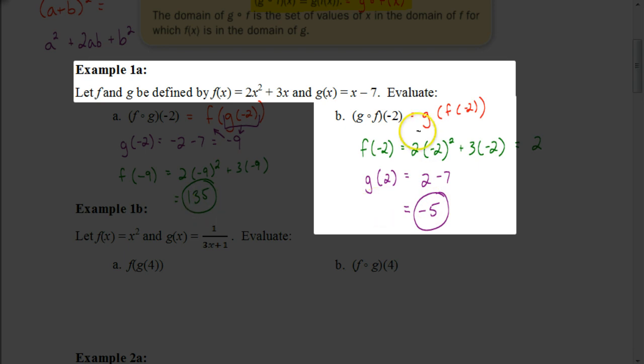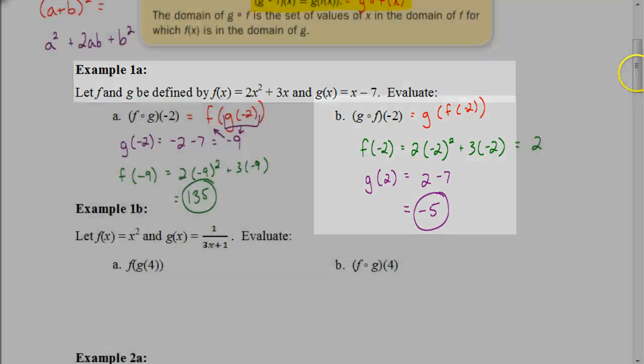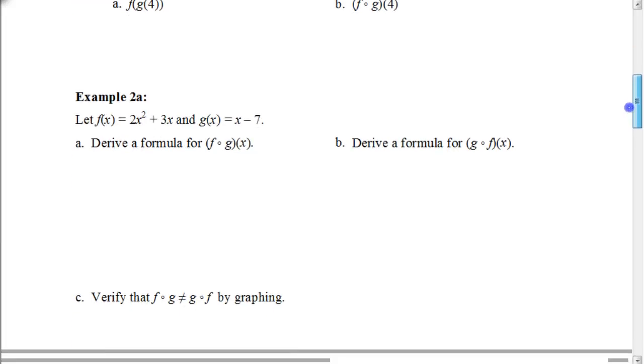And you can see that even though we were using the same two functions, and even though we were using the same number here, negative 2 as our value that we were putting in for x, we got two completely different answers. That's significant, and we'll talk about that in a little bit. Now let's look at this next example.